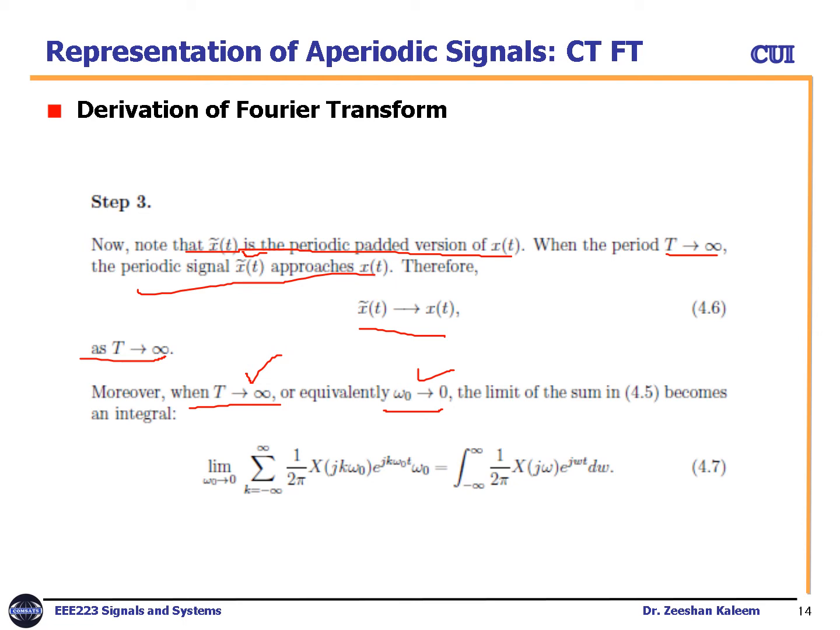The limit of the sum in equation 4.5 becomes an integral. As we already mentioned, when T is approaching infinity, the limit of summation will be converted to an integral. So this summation will be converted into an integral, right? So we can rewrite it as the integral from minus infinity to infinity of 1 over 2π X(jω) e^(jωt) dω.